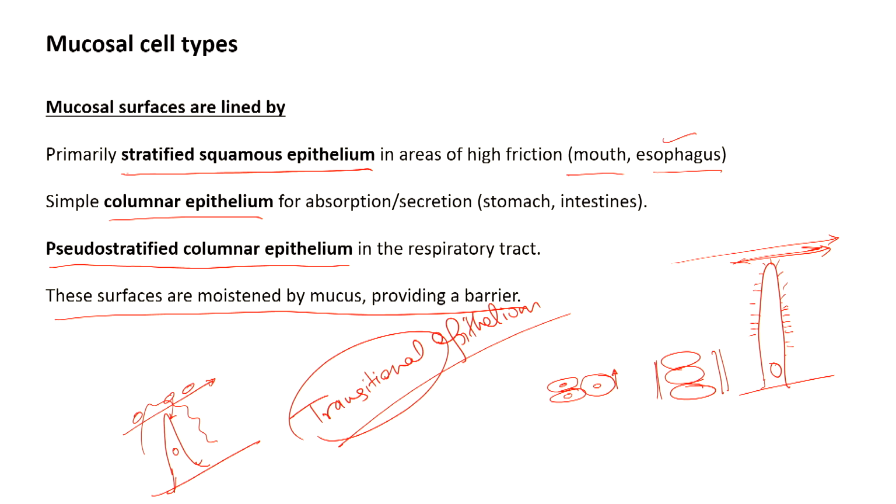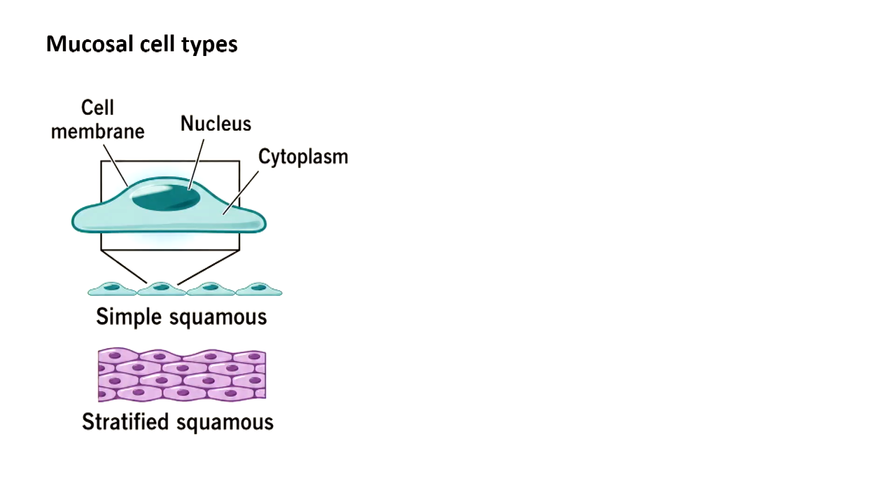So these are some of the cell types. Let's see and understand how these look morphologically. The first one is squamous epithelium. There are two types of squamous epithelium. One is called simple, which is simple layered, right? So you can see that this is a very flat cell, and the nucleus just bulges out.